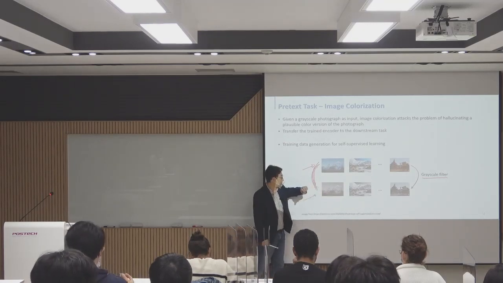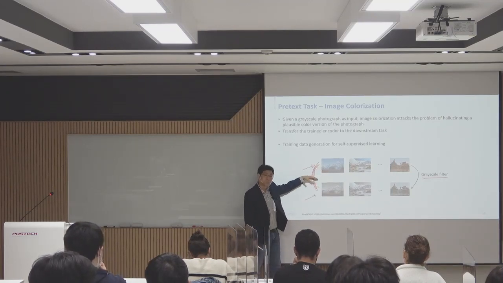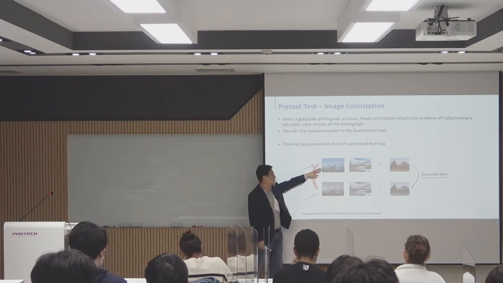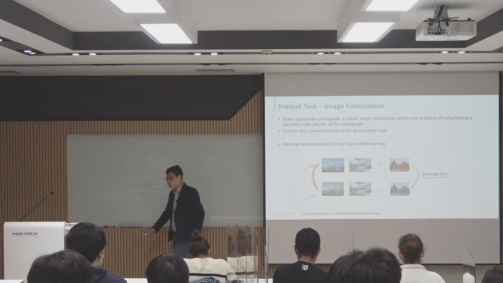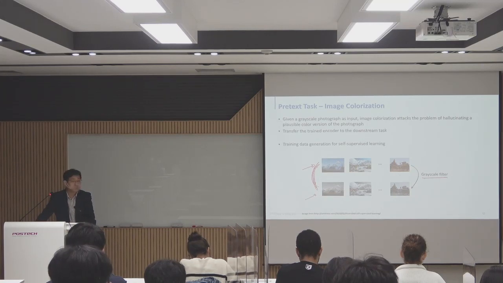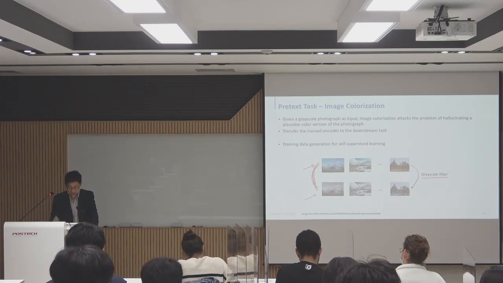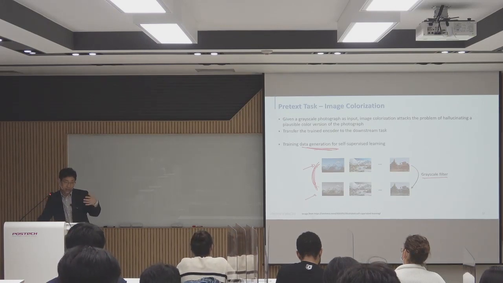From the network perspective, this is input and output, but from the data preparation perspective, these are the inputs. We do grayscale filtering to generate this grayscale image. We call this kind of thing self-supervised learning. We train with data generation. I guess you got the idea of what self-supervised learning is trying to say.